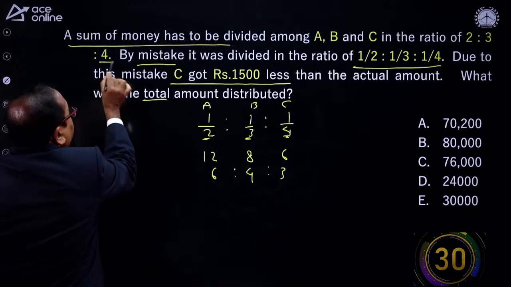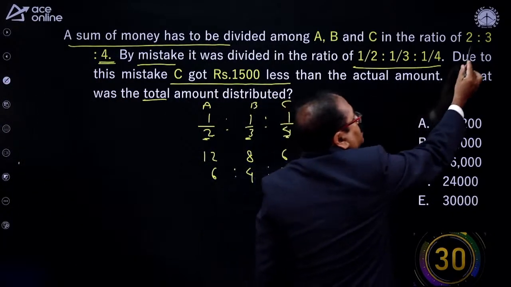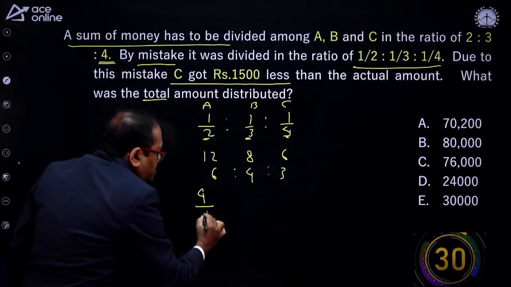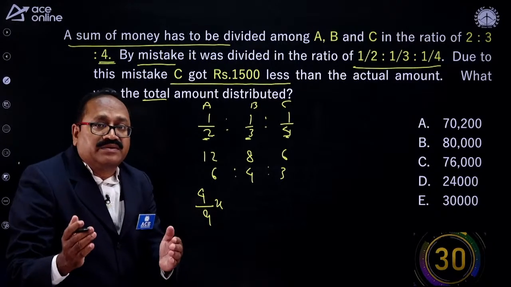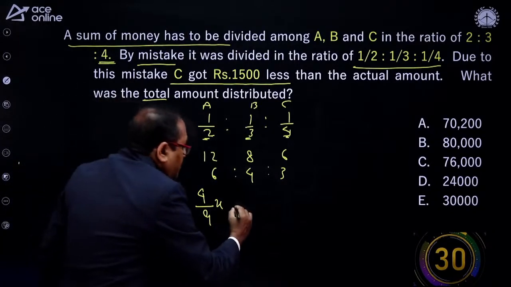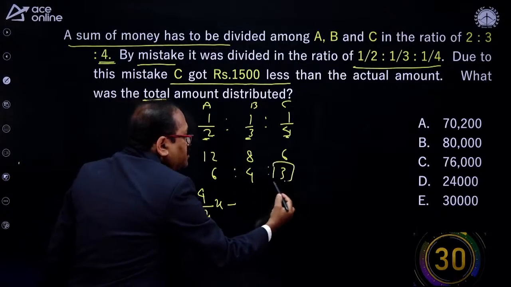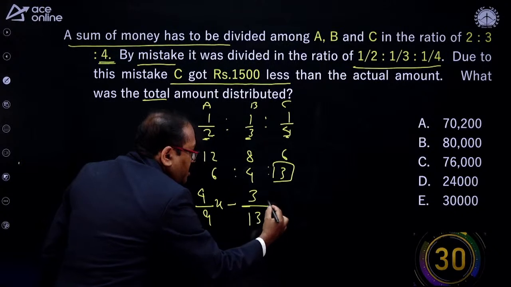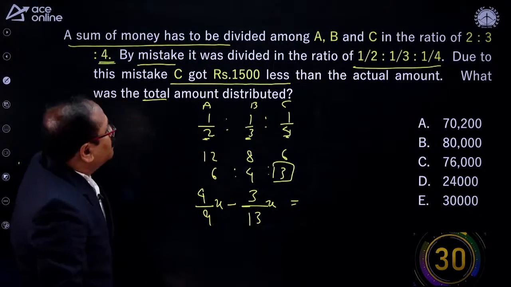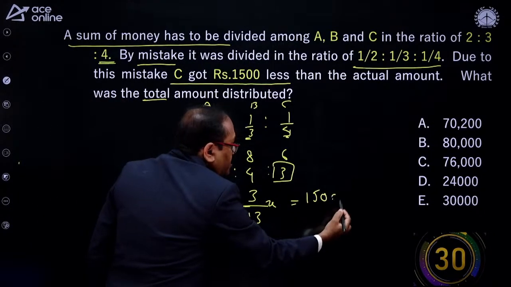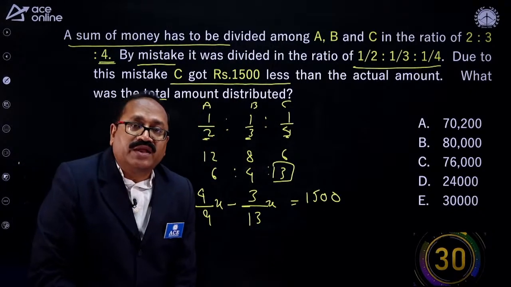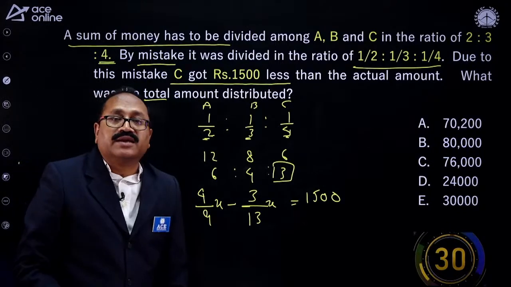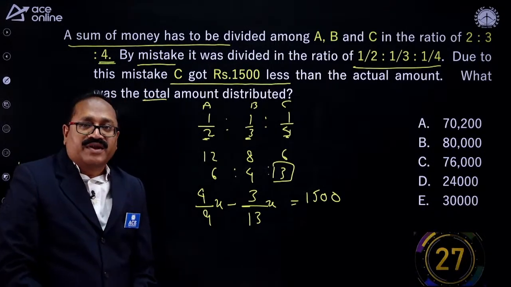In the previous case, he was getting 4 parts out of 4 plus 2 plus 3, which is 9 parts. So 4/9 of the total value, suppose X, the 4/9 of X minus, in this case he is getting 3 parts, so 3 by, the total is 13. So 3/13 of X is equal to 1,500. So by using this, I will get the X value, which is the total money. Right? Answer the question, my young friends. Your 30 seconds start now. Come on.